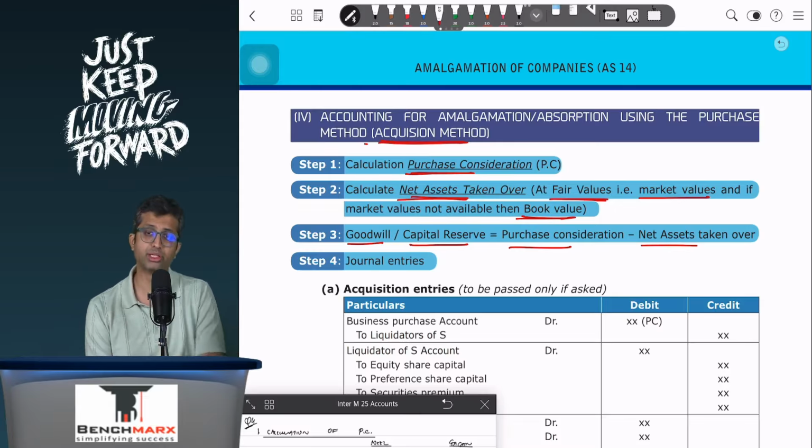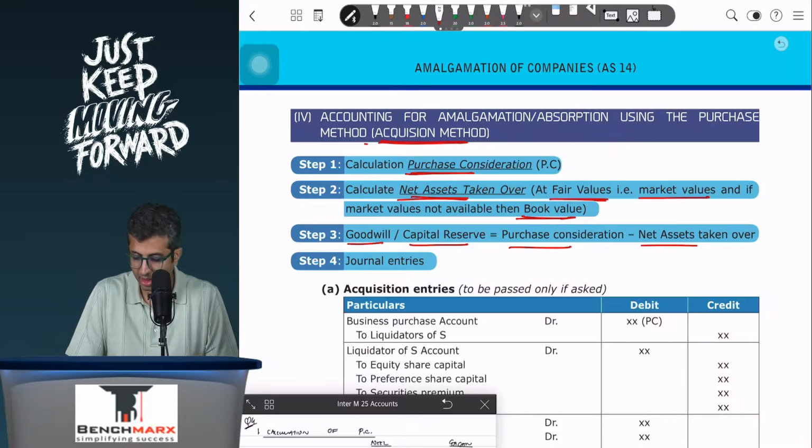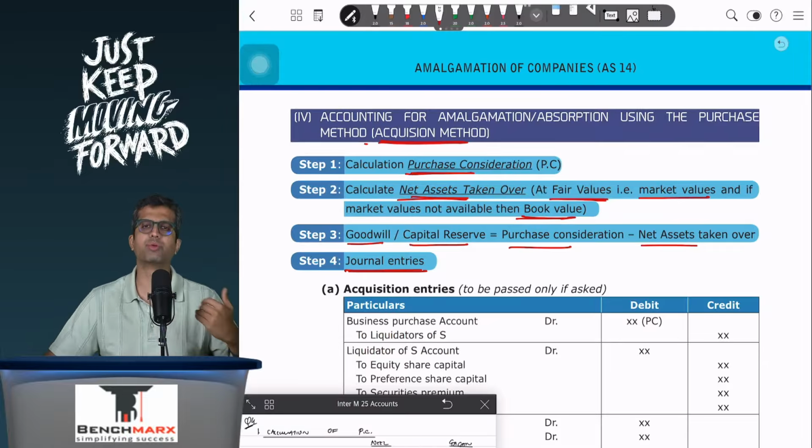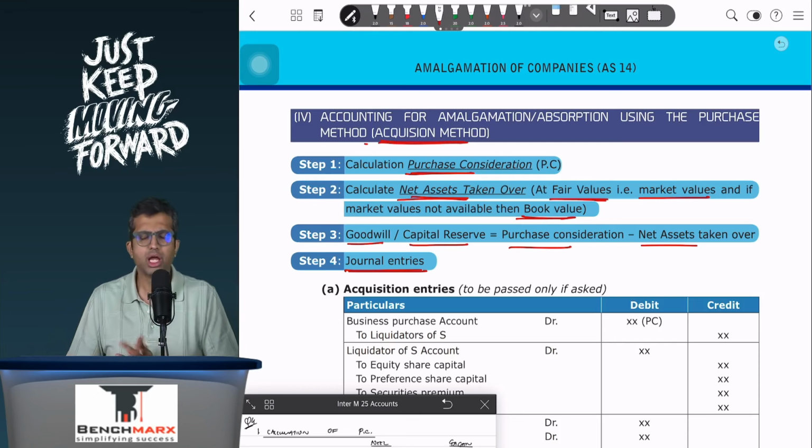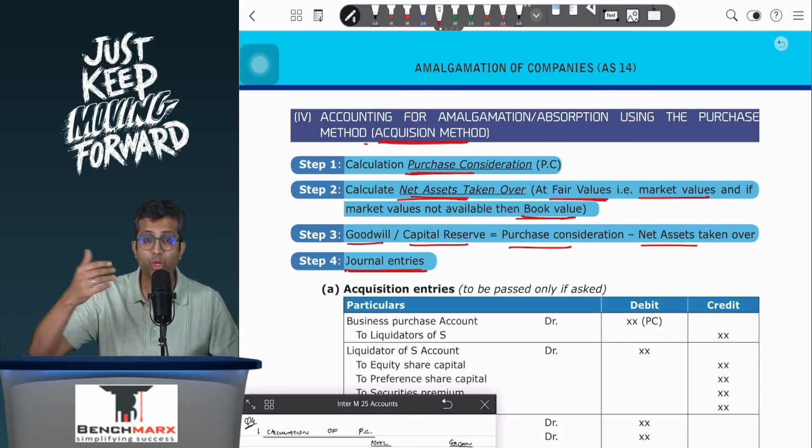And usually, in the 4th step, they ask you to prepare the balance sheet. The balance sheet again has to be prepared in the Schedule 3 format. So over here, you'll prepare the balance sheet. Sometimes you're asked to pass journal entries. Now, journal entries can be of 2 types. First, we call this loosely as acquisition entries. Now, acquisition entries would be when you are acquiring the business.